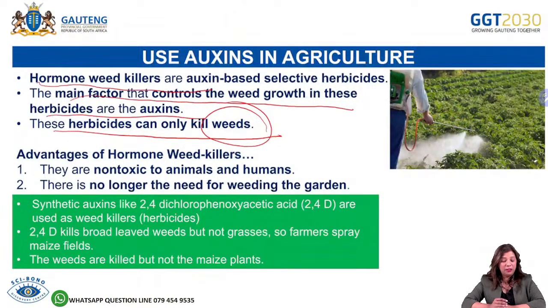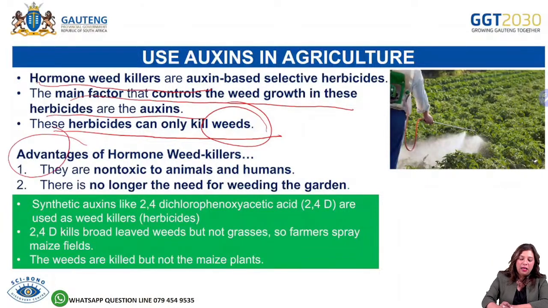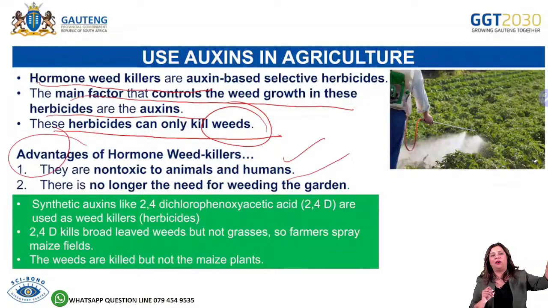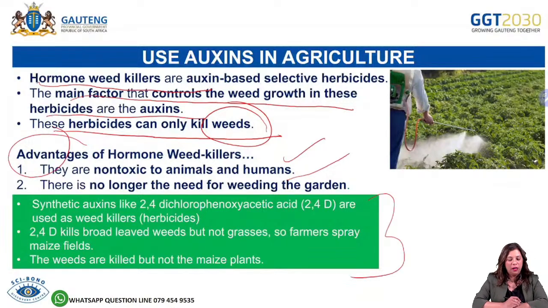What are the advantages of hormone weed killers? They are non-toxic to animals and humans, which is really good. So it won't be poisonous. There is no longer a need for weeding the garden. This is so tiring. So all you do is you go spray your auxins on the weeds and they will kill the weeds. These at the bottom are examples of types of auxins that are used as weed killers.